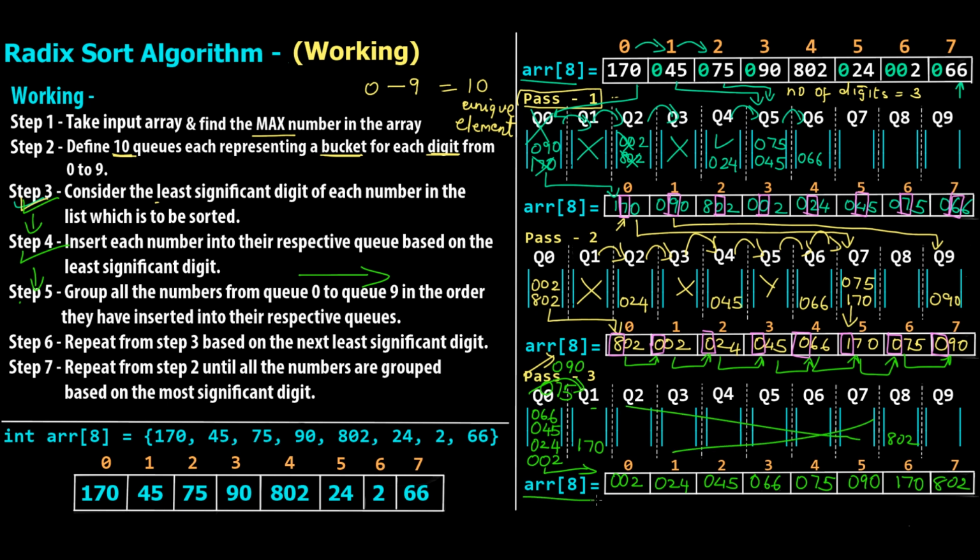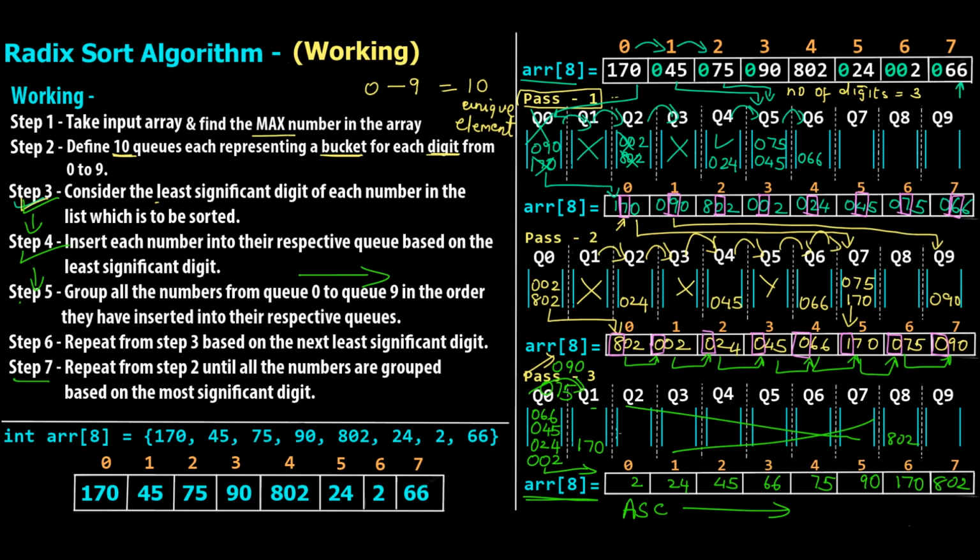But now if you observe this array, this is in proper ascending order. So if I just erase out these extra zeros, so there you go, we have 2, 24, 45, 66, 75, 90, 170, 802, which is exactly in proper sorted ascending order. So lastly we come out of step 7, because step 7 says repeat step 2 until all the numbers are grouped based on the most significant digit. And the most significant digit is the hundreds digit over here, because that's the maximum number of digits, which is 3 for 802. And this is where the algorithm will stop. And now you can see we have a proper sorted array.